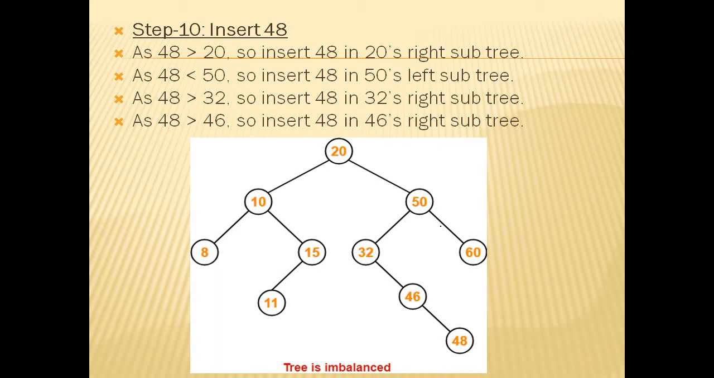Next, insert 48. 48 will come to the right hand side. 50 is there, so it comes to the left hand side. 32 is there, so it comes to the right hand side. 46 is there, so it comes to the right hand side. So we need to calculate the balancing factor for this node. Why? Because the insertion has happened here. So for 32, the balancing factor is 0 minus 2, which is minus 2.